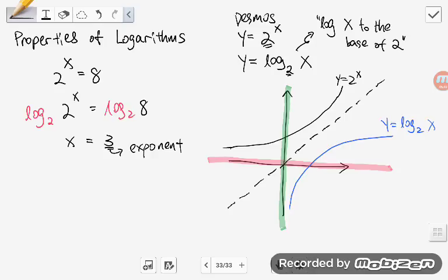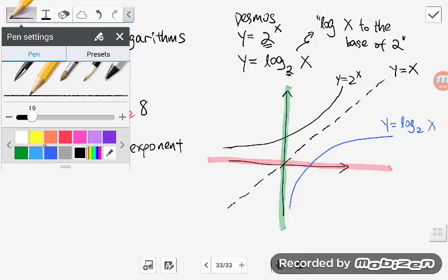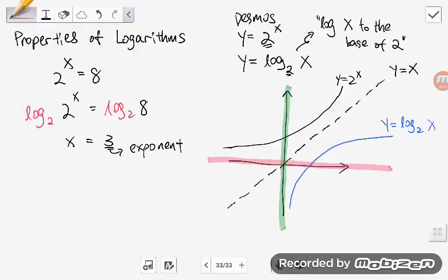These two graphs, the graph of 2 to the power of x and the graph of log x to the base of 2, are reflections of each other across y equals x, right? They're exactly the reflection of each other across this y equals x line. Now, what does that mean? We talked about this earlier, in chapter 1, where we talked about functions.